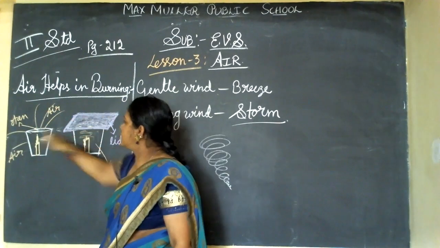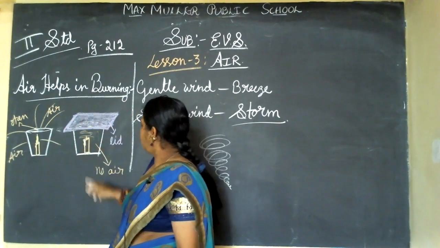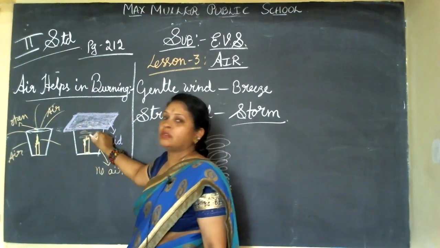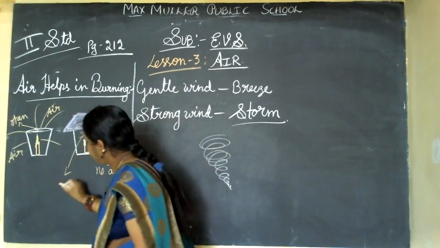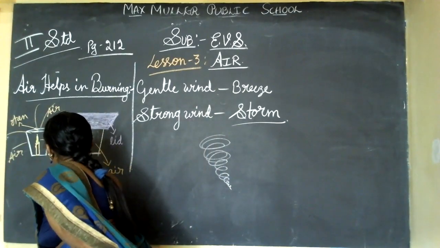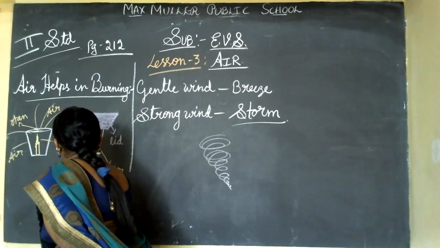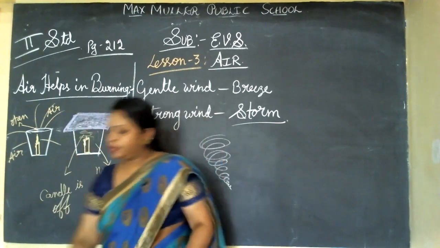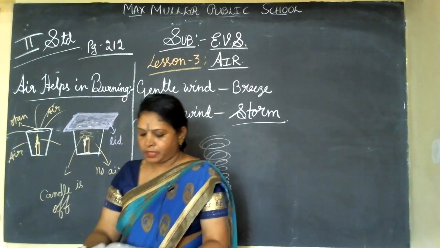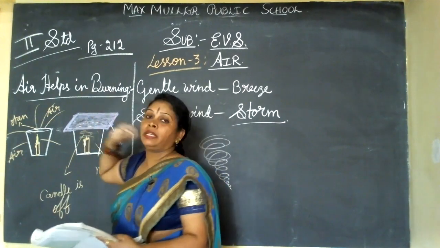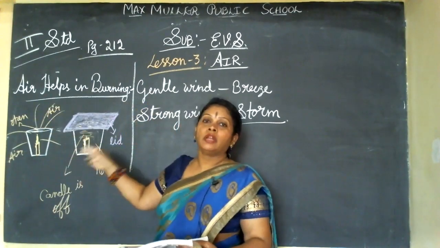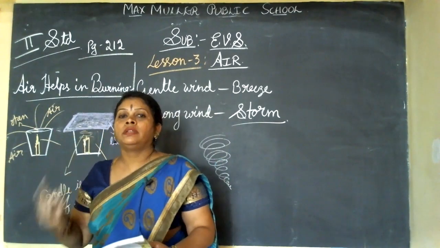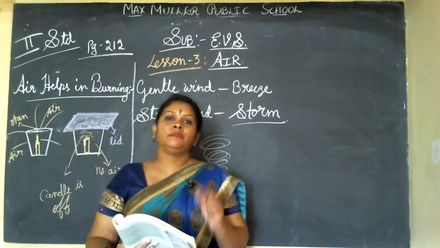Here, once you close this lid, from nowhere is the air getting inside, no air at all. So what will happen? The candle is off. So by this you can show experimentally that air helps in burning. So air is very necessary for a candle to burn. Candle or any diya, any lighted lamp, it needs air. Okay, so air helps in burning.